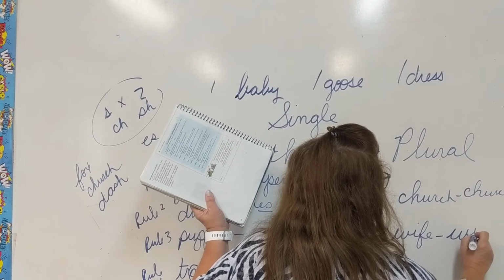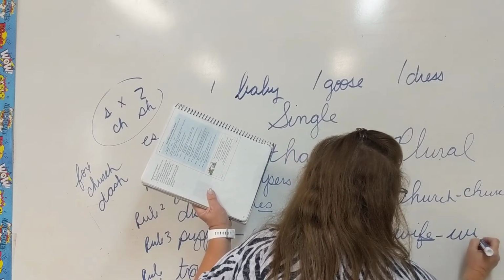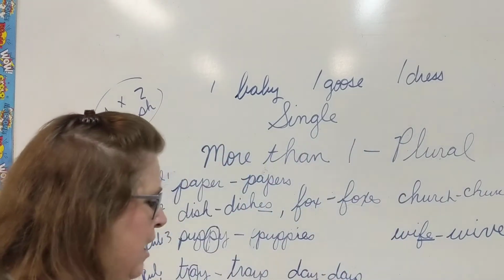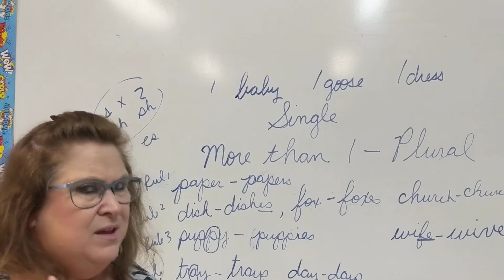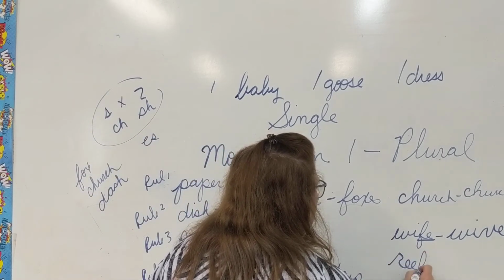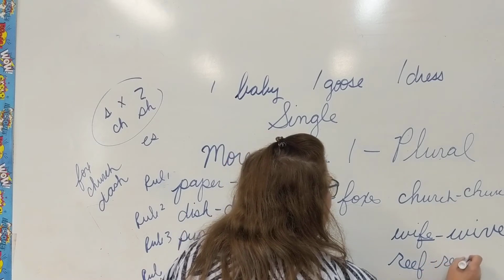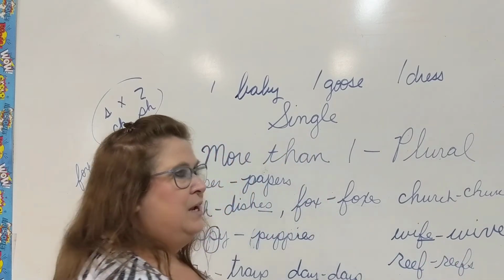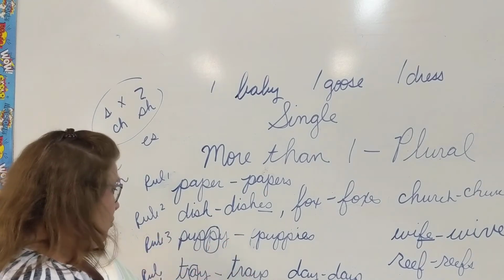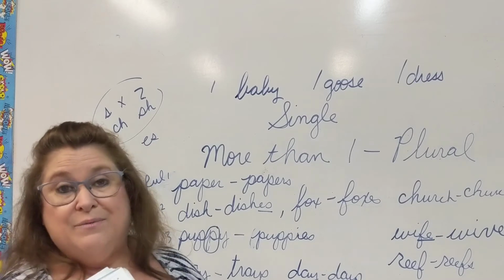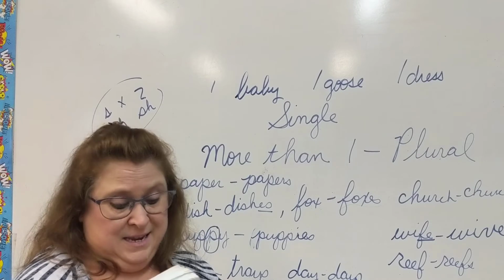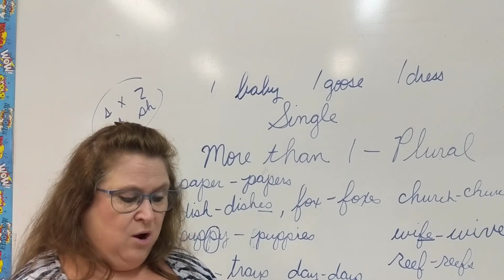So you change your Y, you change your F-E to V and add E-S. Wives, okay? Now, every time a word ends with F doesn't mean we do that, because if you have the word reef, you just add S, reefs. You do it this way unless, like it is with your Y's over here. You just really have to know which words you're going to change your F-Es to V's and add ES's. You just have to know which ones they are.